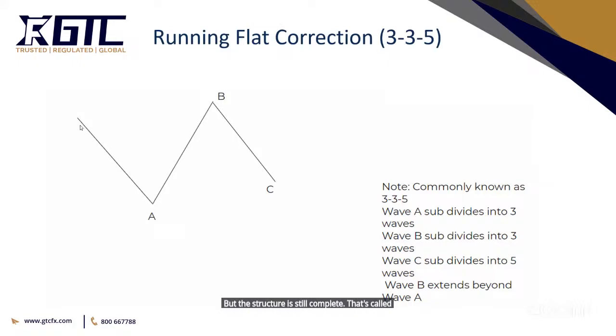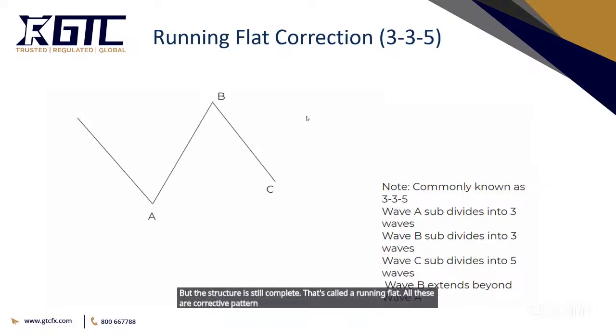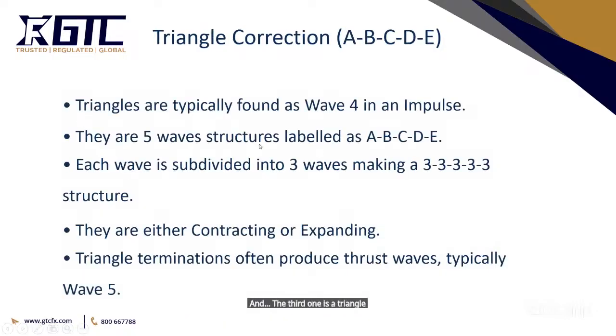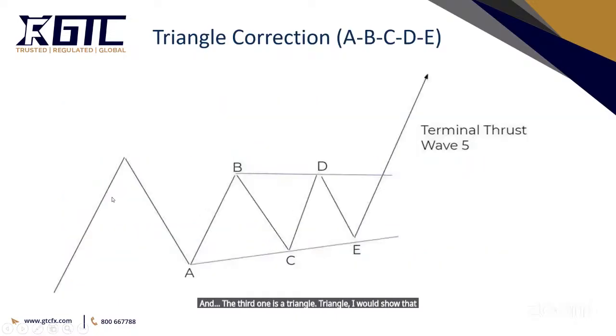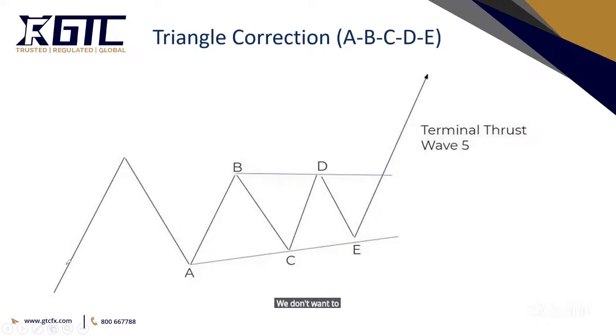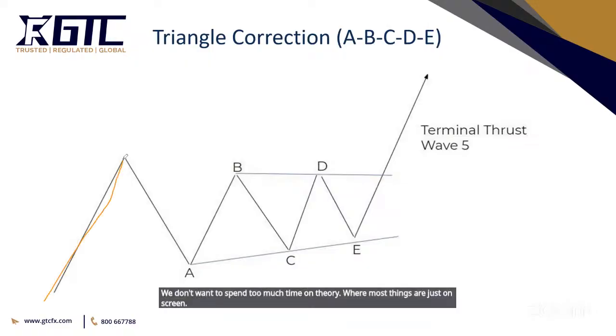All these are corrective patterns, and a zigzag is the easiest to identify, and the third one is a triangle. Triangle, I would show the practical way of the triangle, and then we will go on the charts now. We don't want to spend too much time on theory where most things are just on screen, on paper.